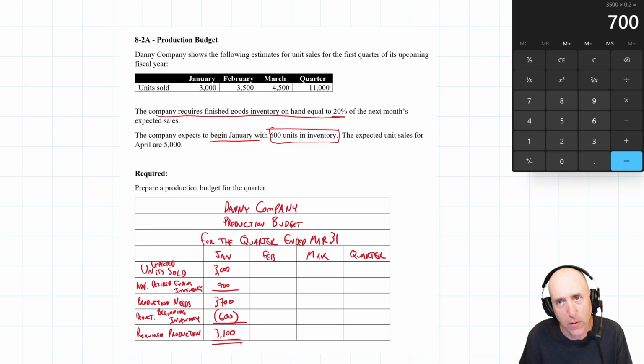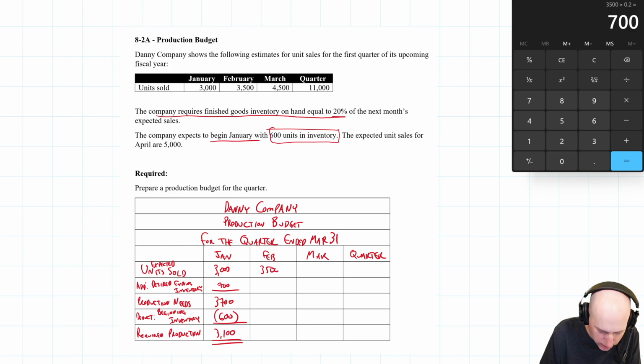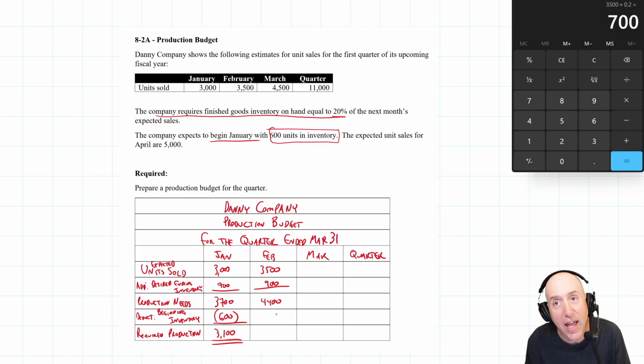Let's do February. And I think if you got that on January, it starts to flow. February, my production. Well, I'm going to make 3,500 units. Plus, I want to have 20% of March ready to go. 4,500 times 20% is 900. So my total needs here are 4,400, but I have some beginning inventory from January.